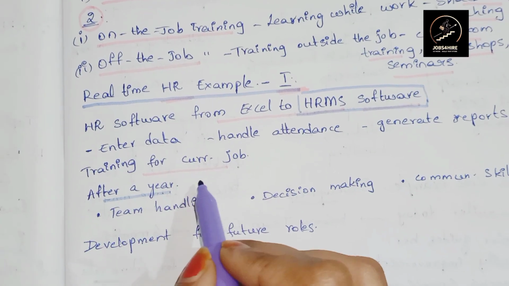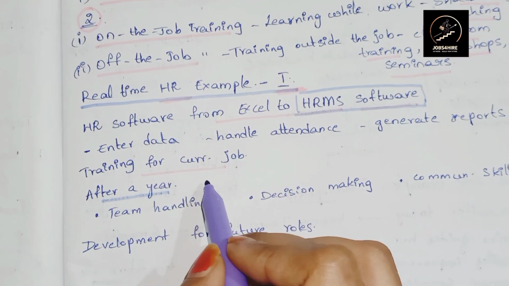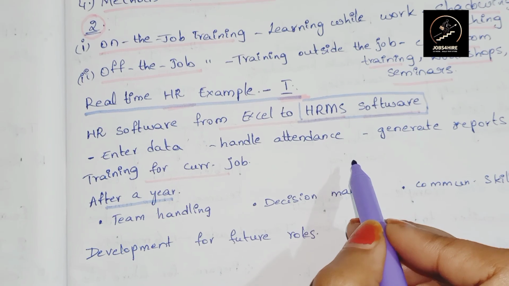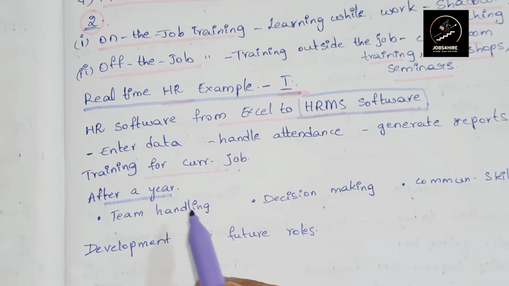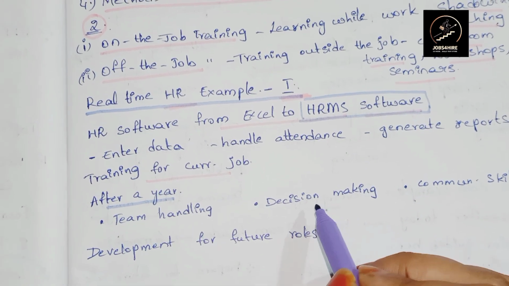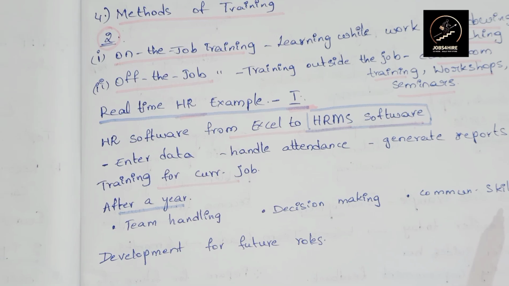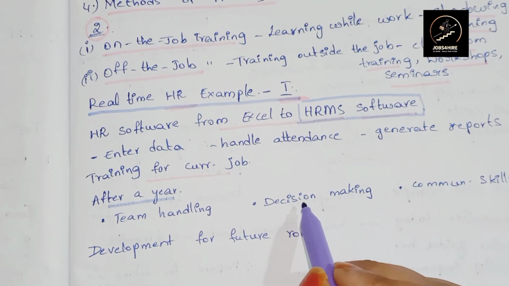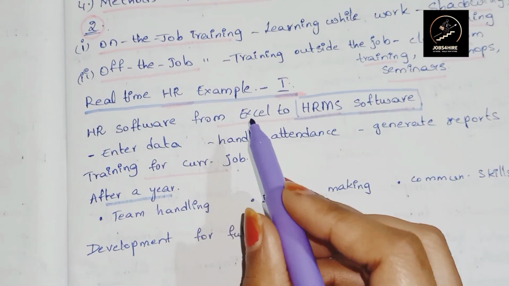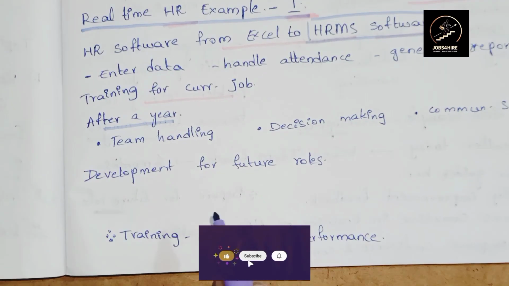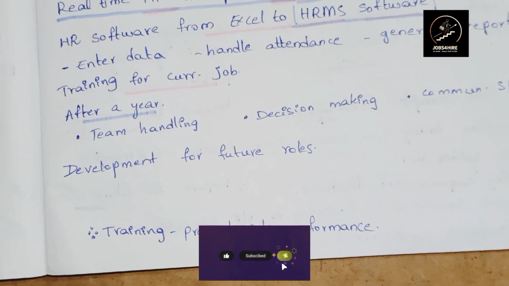After a year, the same employees will learn new things like team handling, decision making, communication skills. This is for future roles. So this training means present job performance.